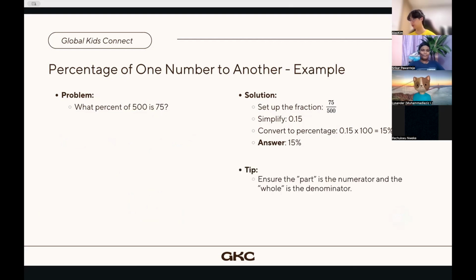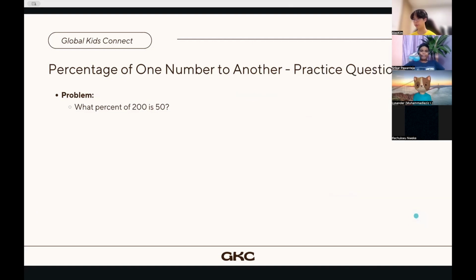And so the tip is to ensure the part is the numerator and the whole is the denominator. So what we mean is that the part, or for this case, 75, is the numerator or the value on top of a fraction. And the whole, or 500, is the denominator or the value below the fraction. So everything that I explained, as always, we can move on to our practice question.